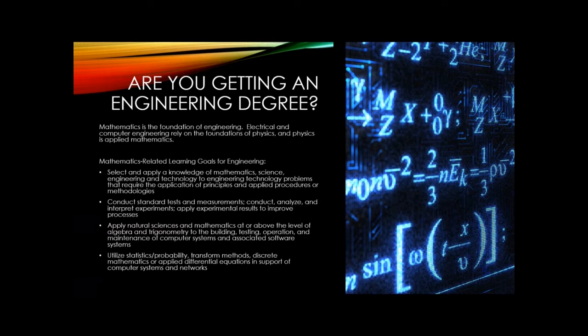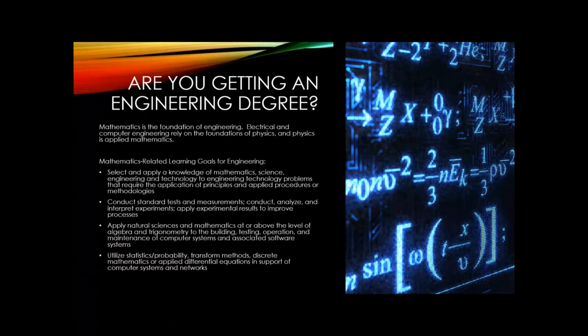Any of the engineering degrees rely a lot on physics. Half of physics is basically working with circuits, magnetism, all that kind of stuff. And physics is applied math. In engineering, some of the goals for when you graduate, and this is coming from our course catalog, is to be able to apply a knowledge of math, science, and engineering to problems. You're conducting tests and measuring, analyzing your numbers, and using those numbers to improve things, so you have to work a lot with data.